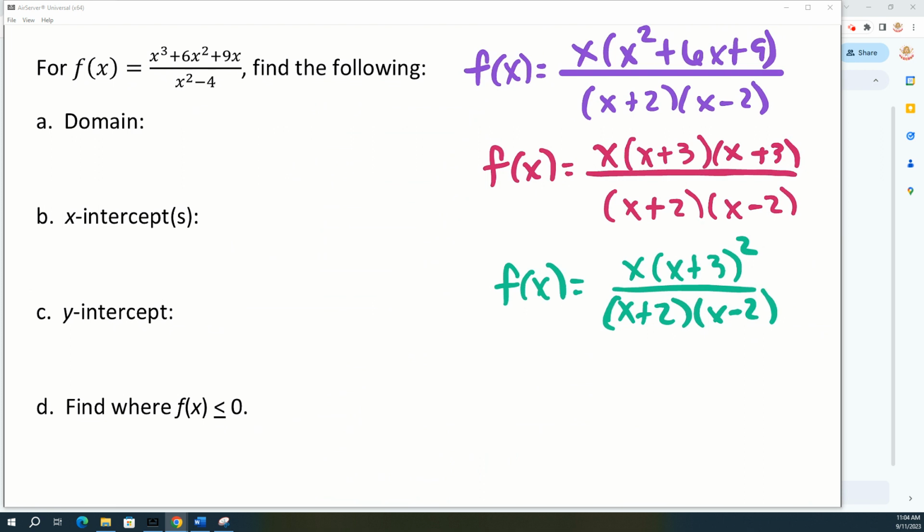All right, so let's start with the domain. The domain, we're always looking in the denominator, and anything that's going to make that 0, we have to kick out. So what do we have to kick out of the domain? -2 and 2. So we're going to look at the factored version. Anything that would make either one of those factors 0, we kick out.